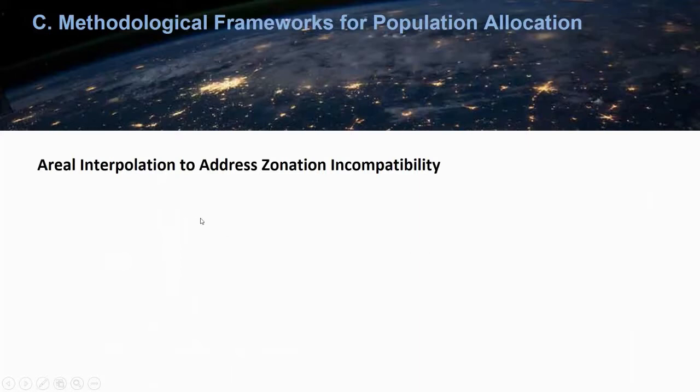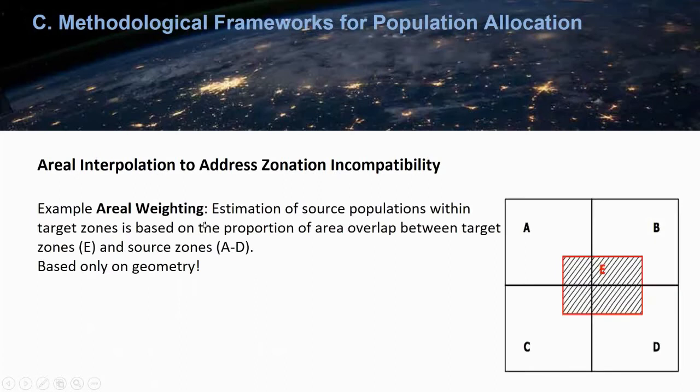Let us begin with areal interpolation. It has been developed basically to address zonation incompatibility. The simplest method, areal weighting, is probably a good starting point to understand the idea. In areal weighting, we are trying to estimate source populations within target zones.